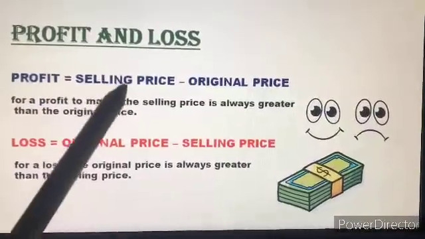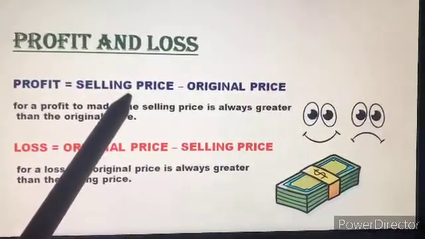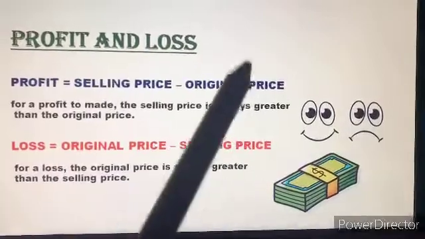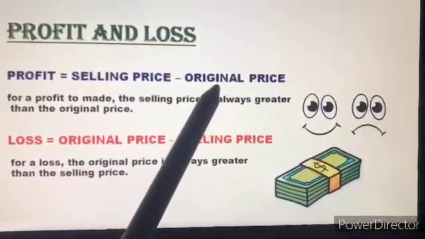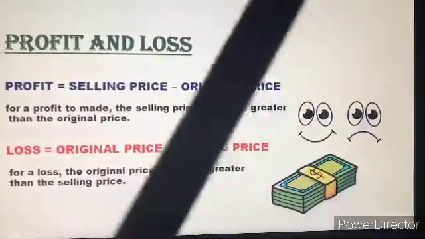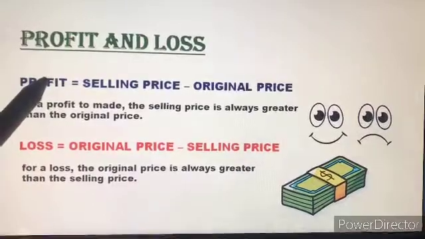So you sell a chocolate at 2 Real. Okay, you are selling a chocolate at 2 Real, and the original price of that chocolate is 1 Real. So 2 minus 1, 1. So, means you are in profit and you are making money.